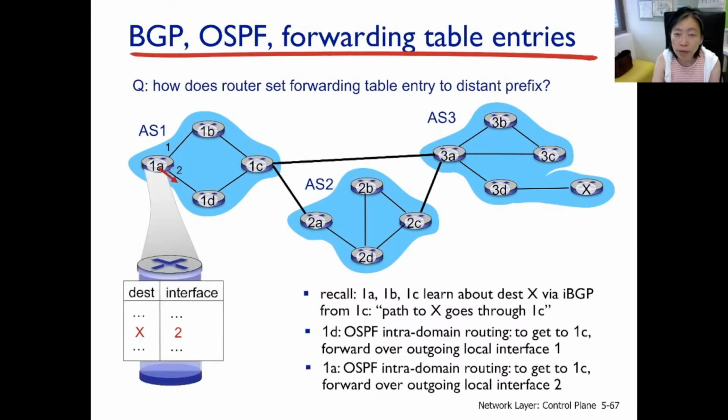Similarly, let's try to derive again for 1A. 1A knows for destination X, I should be forwarding packets towards router 1C. So let's call intra-AS routing and find out from OSPF what is the shortest path to 1C and which link, is it 1 or 2, is on the shortest path. And we'll get 2 here, and 2 here would forward packets to 1D. And 1D, as we saw earlier, will be forwarding packets over this direction and reaching 1C. Therefore, going onward and reaching destination X.